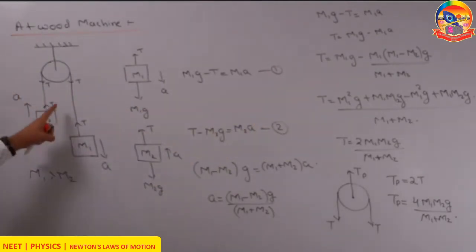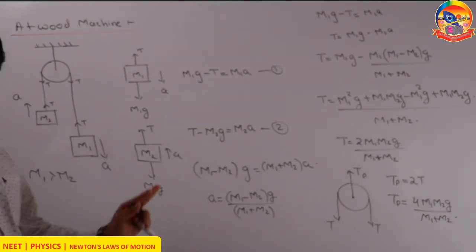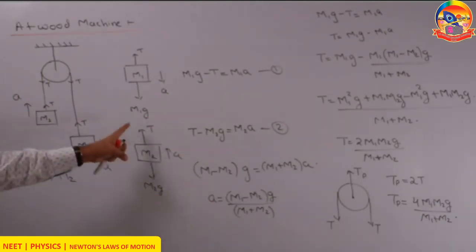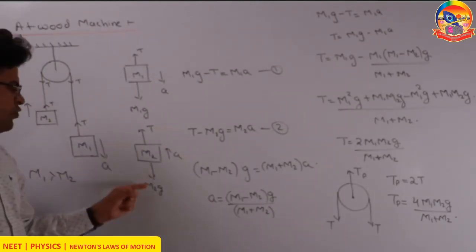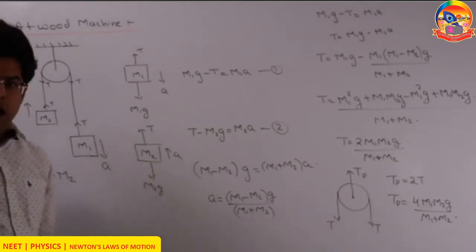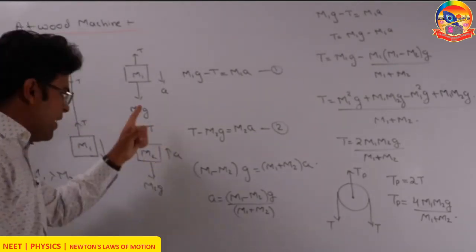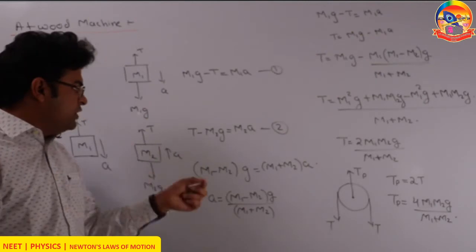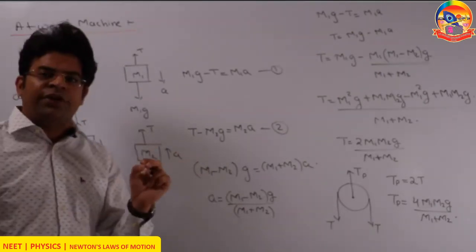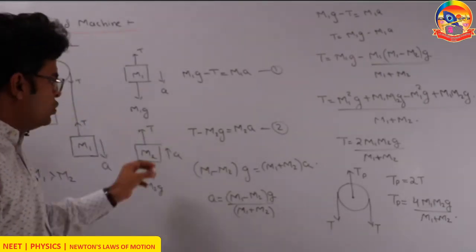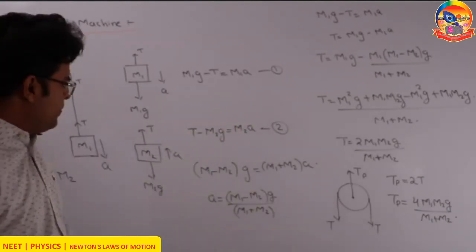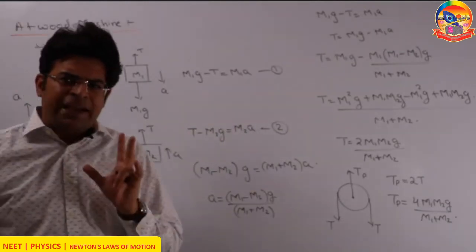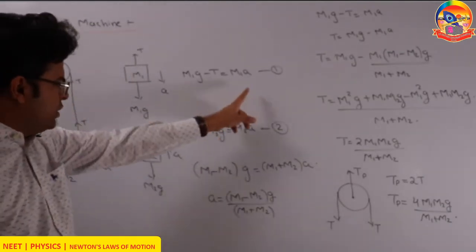Second, making the equation on M2. On M2, two forces are acting, an upward force of tension T and a downward force of gravity M2G. Again, since the acceleration of M2 is taken upward, I will write the equation as the net force acting in the direction of acceleration equals mass into acceleration. So T minus M2G equals M2A. Our mission is to find acceleration. Now we have got the first equation, we have got the second equation.